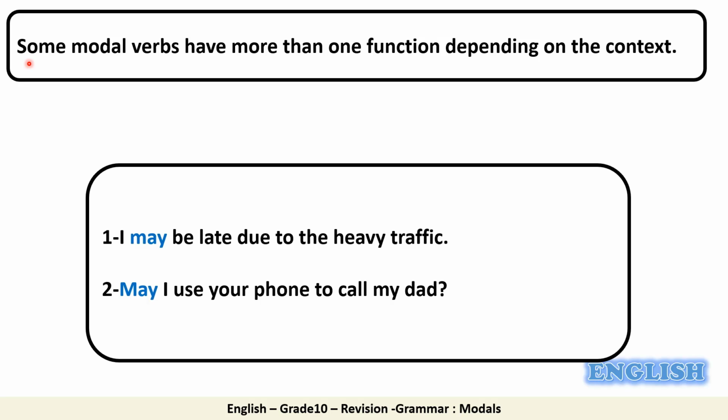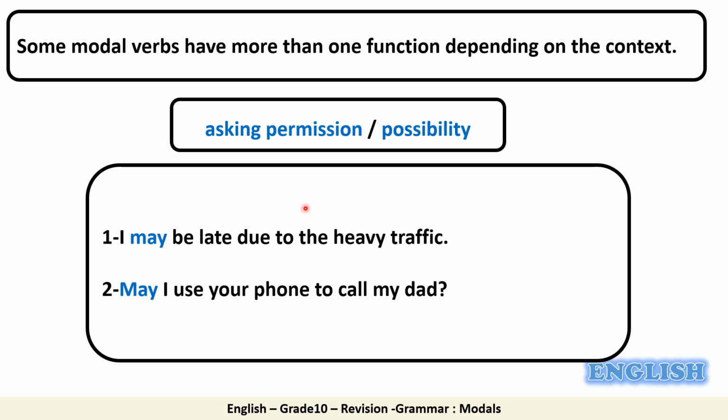You must have noticed that some modal verbs have more than one function depending on the context. For example, here we have 2 sentences using the same modal may, but they certainly have different meanings. Asking permission and possibility. Now pause the video, read the sentences, and match each one with the appropriate function.